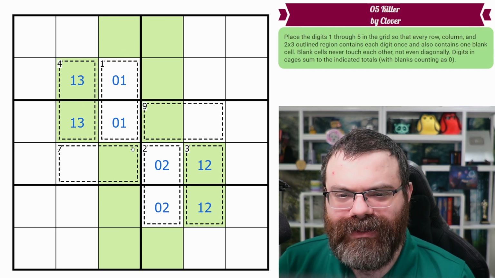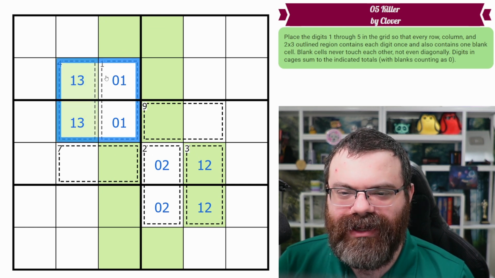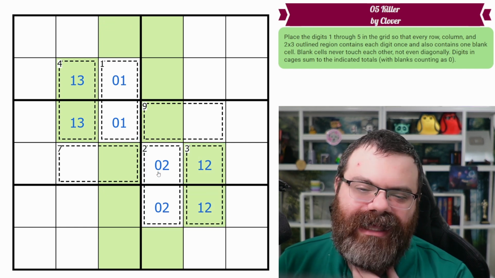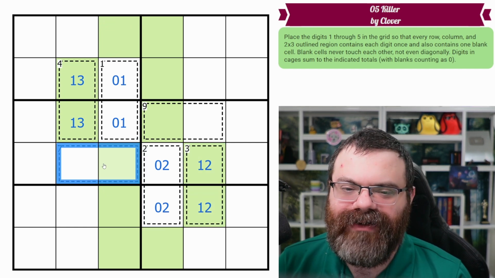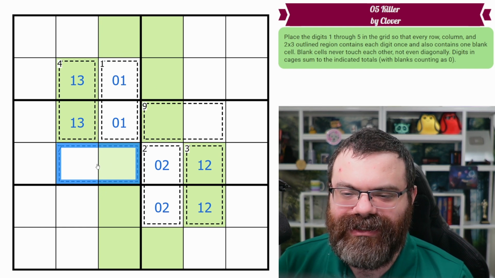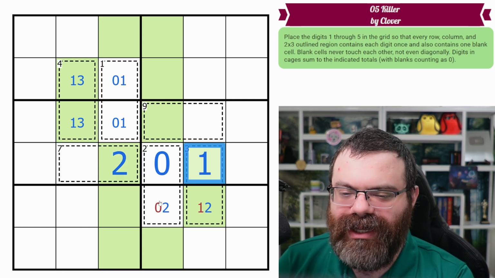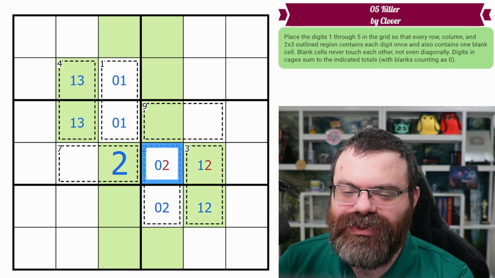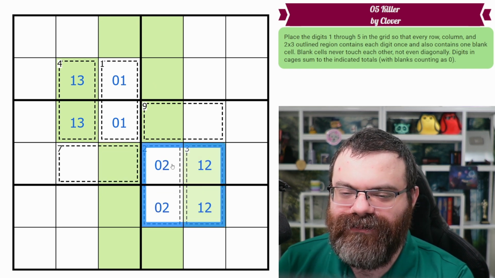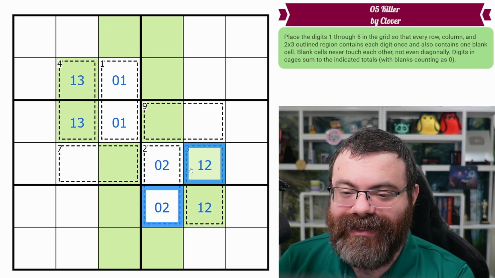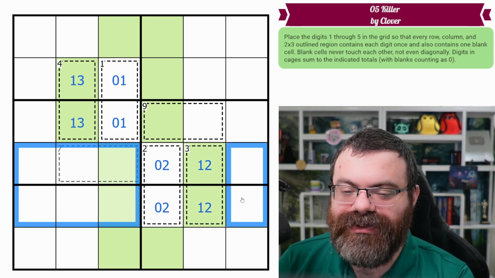Now, these do form X-wings. There's an X-wing on 1s here, and there's an X-wing on 2s here. I think the easiest way to think about it is, what would happen if I tried to put a 2 in this 7 cage? If I tried to put a 2 here, this would be 0, this would be 1, and then these would both be 2, right? We need 2 2s in this 2 by 2 area. They'll end up like this or like this. So there's no way we're putting more 2s around here.